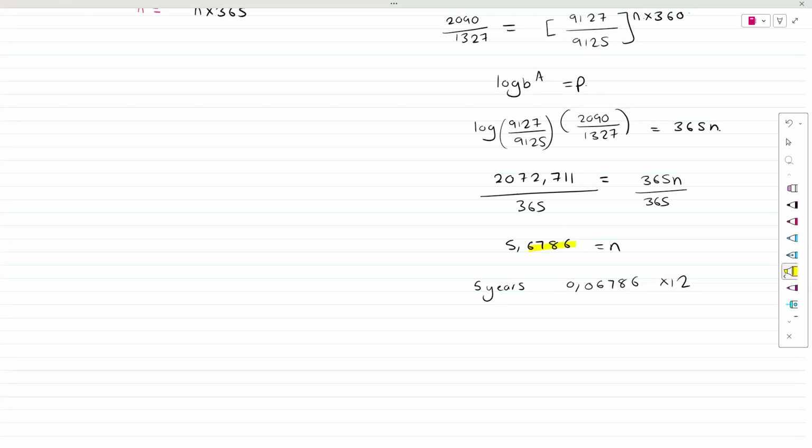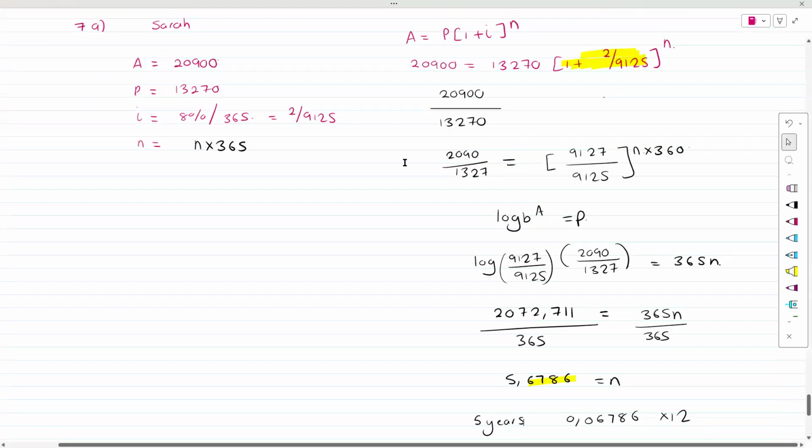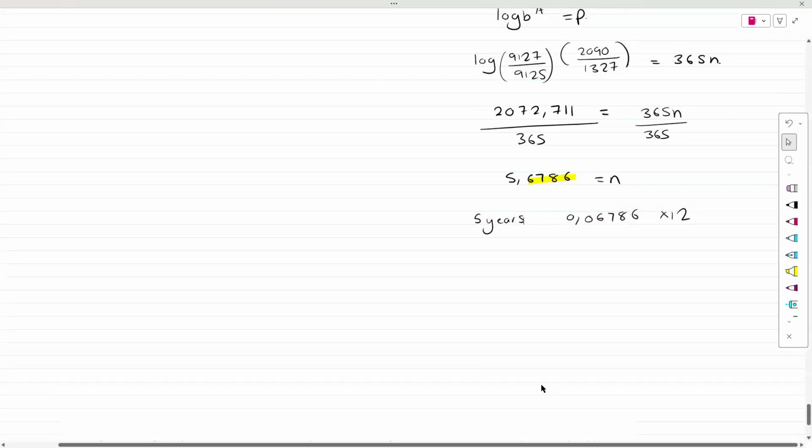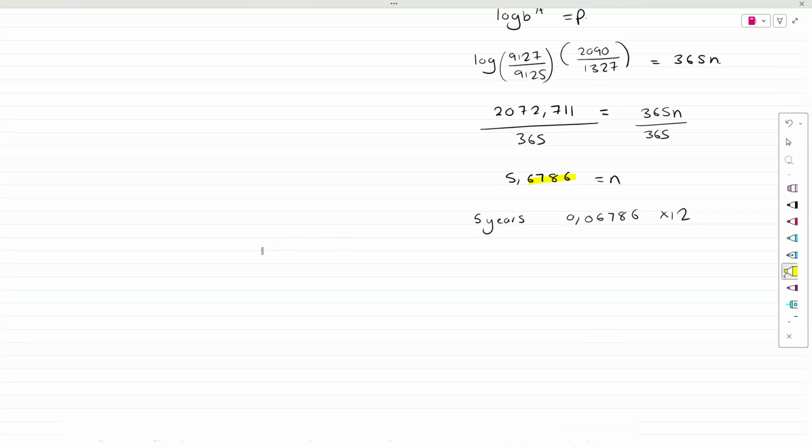2,090 divided by 13,270. Yeah, okay. It is fine, guys. It's cool. This is 0.6786, and we multiply by 12. Not 1 month, it can't be 1 month. 0.6786 times 12. This is 9 months, actually.